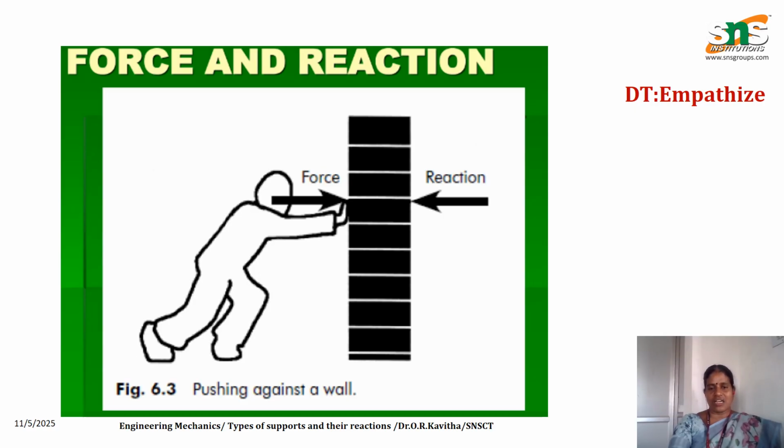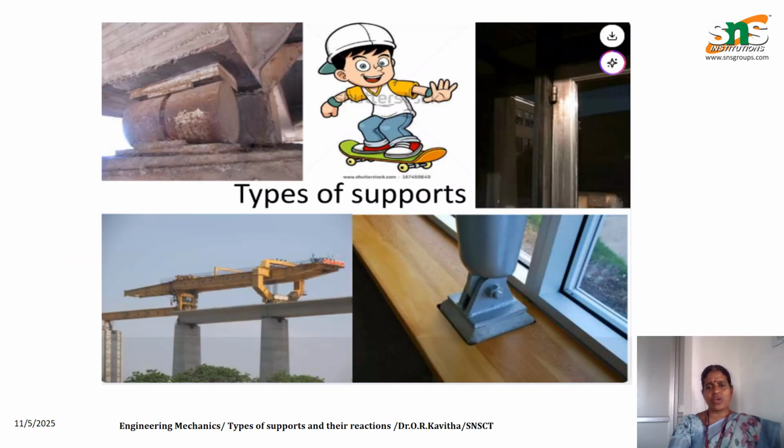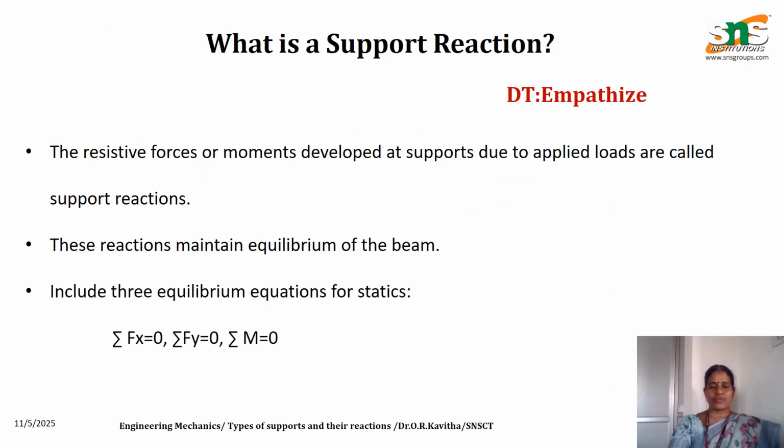So you can see that. I think you have studied this in school itself. For every action there will be an equal and opposite reaction. The same concept we use in the support reactions in the beams. You can see these supports around you in day-to-day life. This is a bridge; they provided a roller support. This is a door; we are using a hinged support, and similarly this is also a hinged support. So in everyday life you can see the different types of supports.